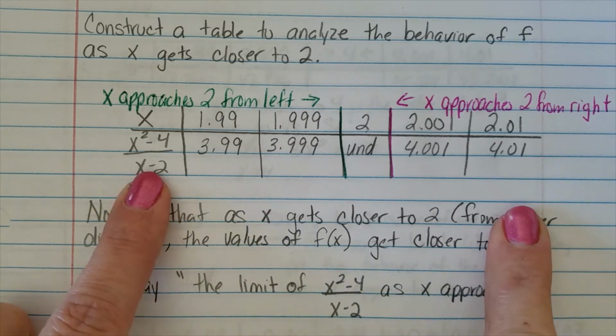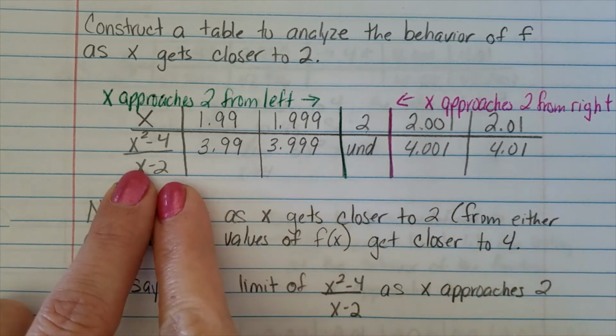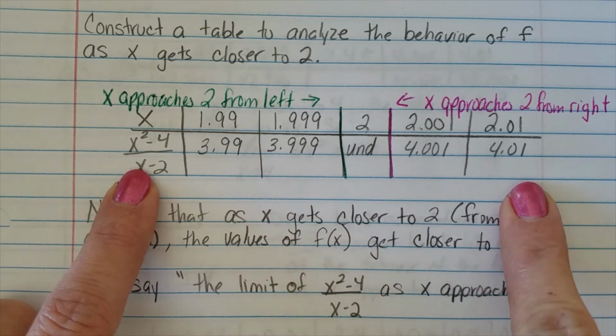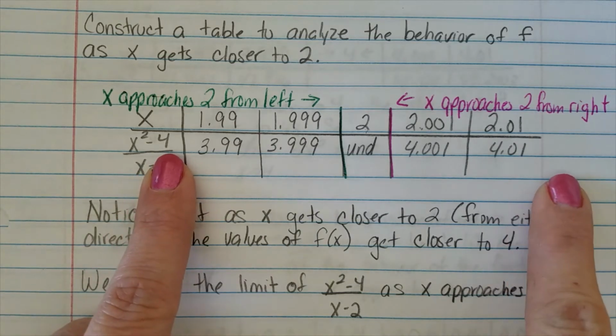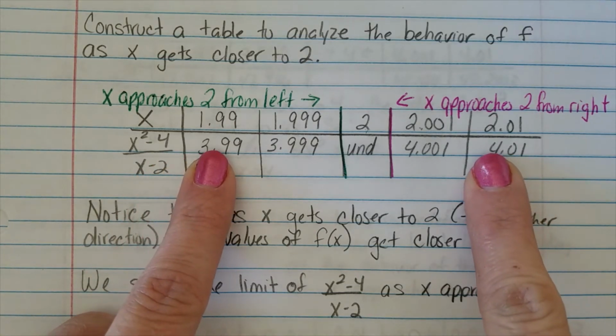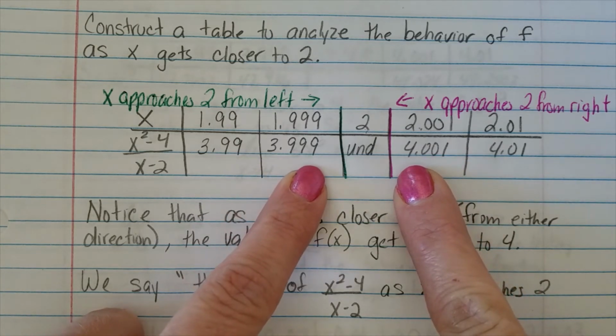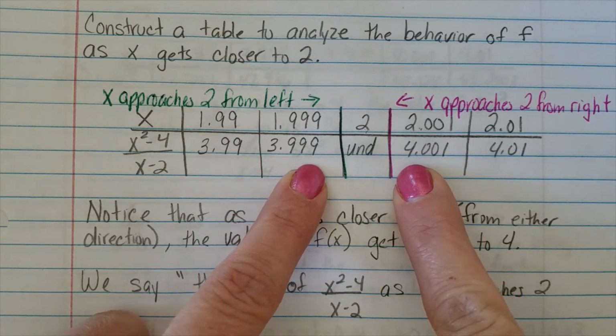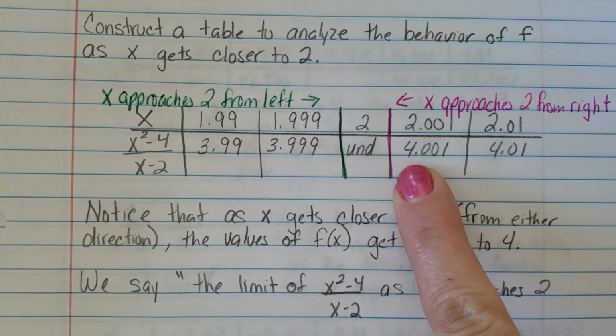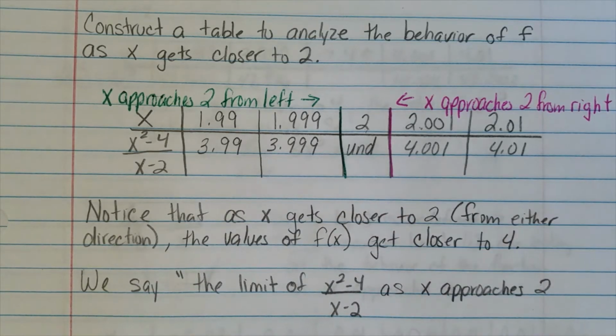This is all calculator work. You're taking these numbers, plugging them in. Here's your output numbers. If we look as we're coming in to where that hole is on the graph, well, my y values are creeping up on 4. They are approaching 4. That is our limit.